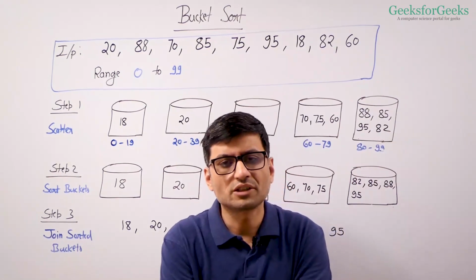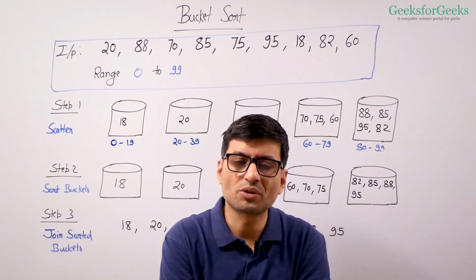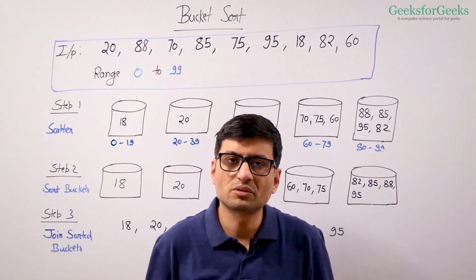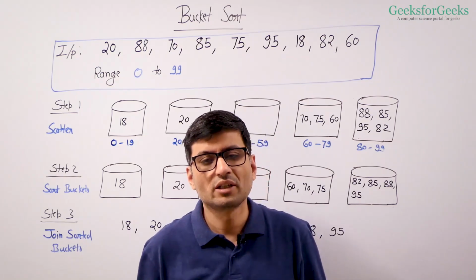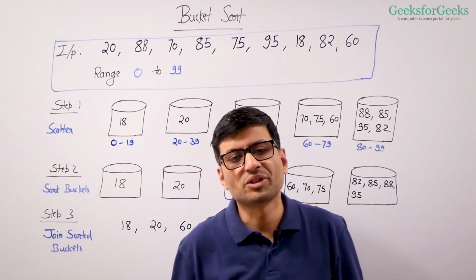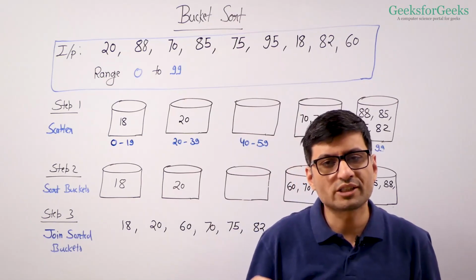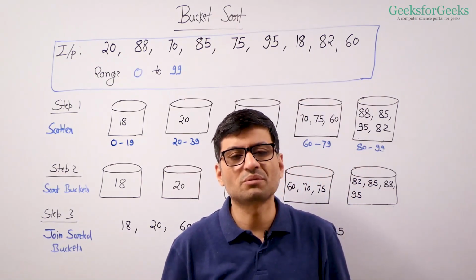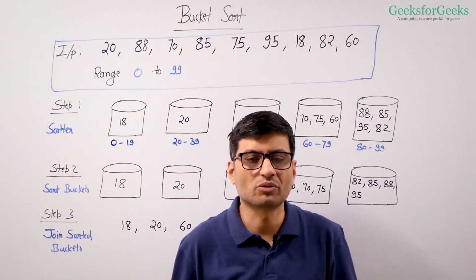Now the question arises, how do we sort individual buckets? We can use any standard sorting algorithm to sort the individual buckets. If we are sure that individual buckets are going to have a small number of elements, then we can use insertion sort. Insertion sort is the best suited algorithm for a small amount of data.